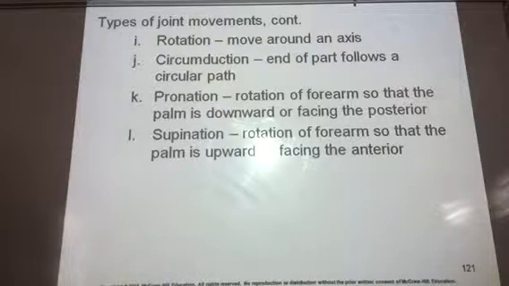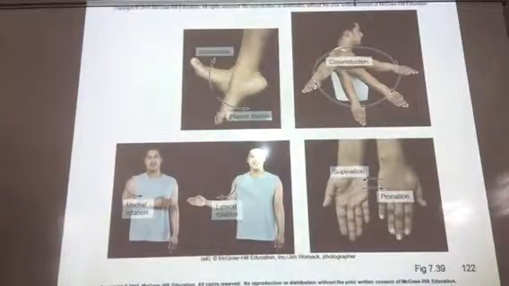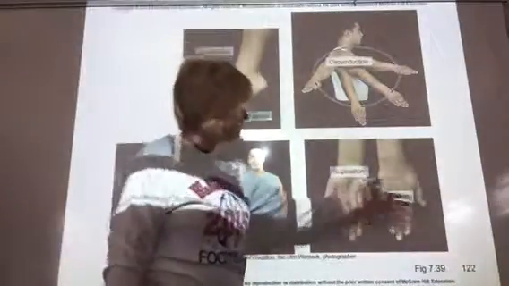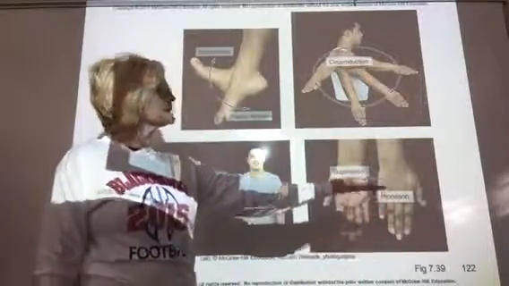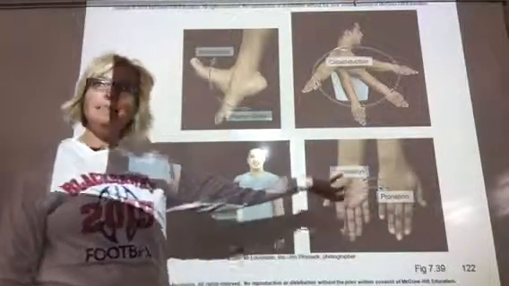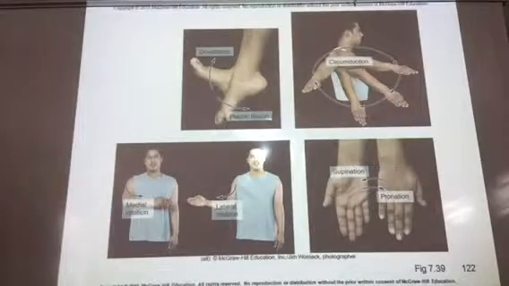Pronation, palm down, facing the posterior, and supination, but I call it sup because it reminds you that the palm is upward. So here you can see pronate means to bring the palm down. Supination brings it up. So those are two different ones.